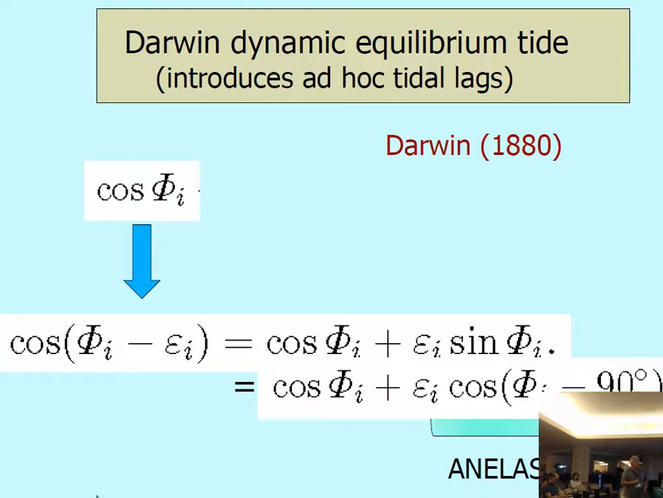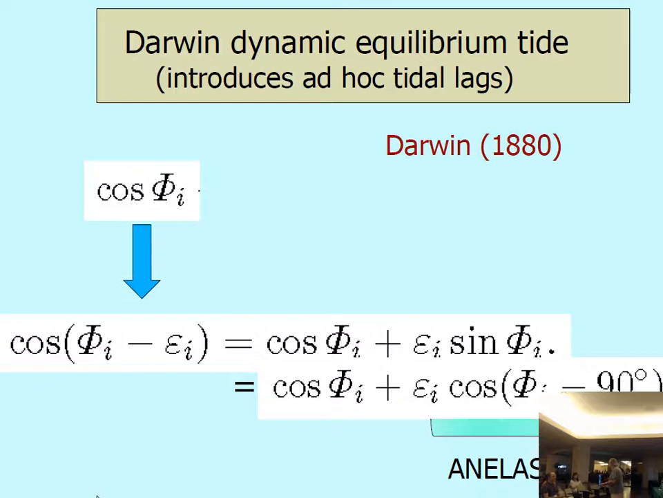So Darwin introduced a dynamic theory. What is the dynamic theory of Darwin? I told you that the body is always adapting its shape so that the major axis of the ellipsoid points towards the Moon. But doing so, I am assuming that the Earth is a perfect body, because it adjusts instantaneously to that direction. The Earth is not a perfect body. The Earth is a body that has some elasticity, some viscosity, and sometimes the Earth behaves like a fluid.